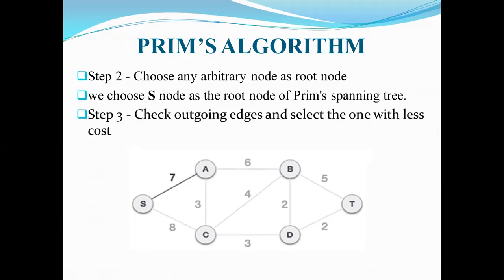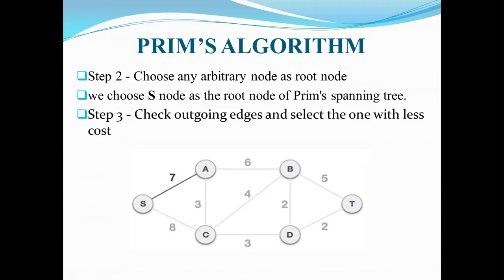Now after including A, immediately update the vertex set in the spanning tree. Now the vertex set contains S and A, and all the remaining vertices are in the non-included group. Next, the existing vertices in this spanning tree are S and A. From S and A, what are the possible edges in the graph? Identify. One edge is S to C, cost is 8. Another edge is A to C, cost is 3. Another edge is A to B, cost is 6.